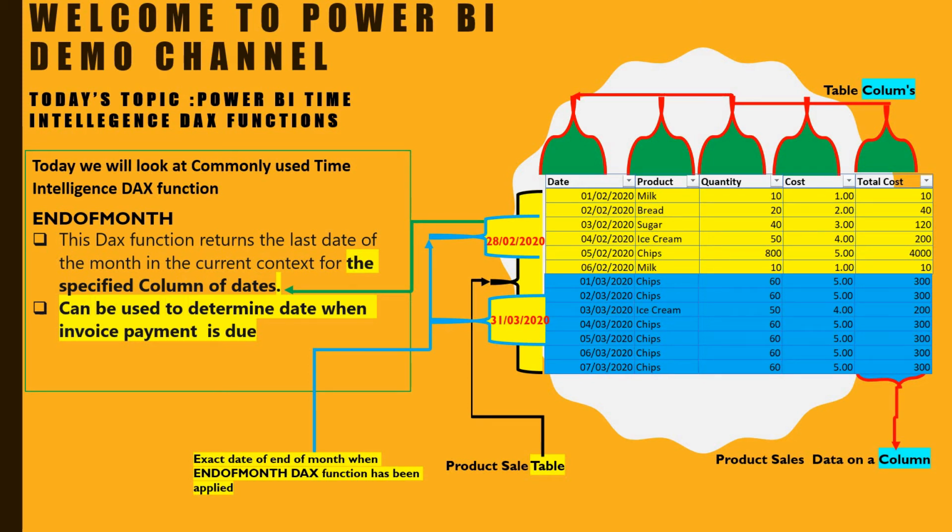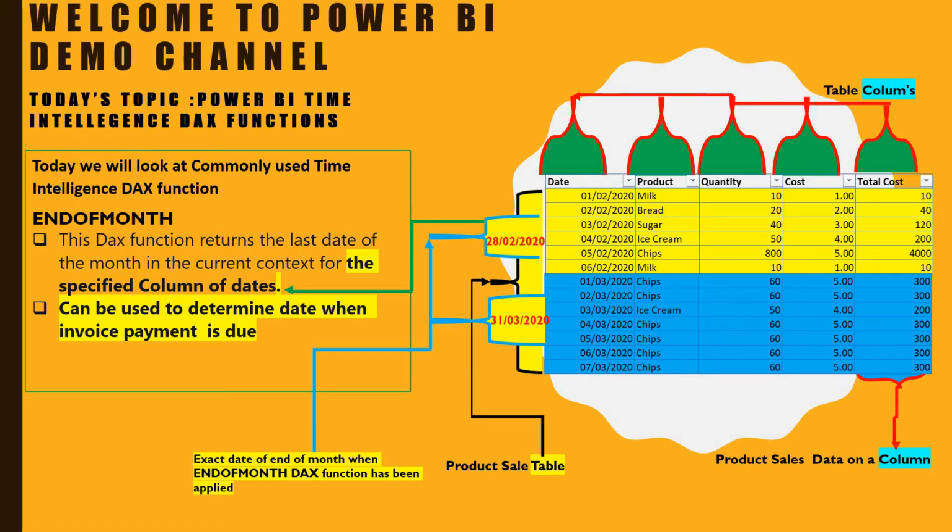Today's topic, Power BI Time Intelligence DAX function. Today we will look at a commonly used time intelligence DAX function, which is ENDOFMONTH. This DAX function returns the last date of the month in the current context for the specified column of dates. It can also be used to determine the date when an invoice payment is due.